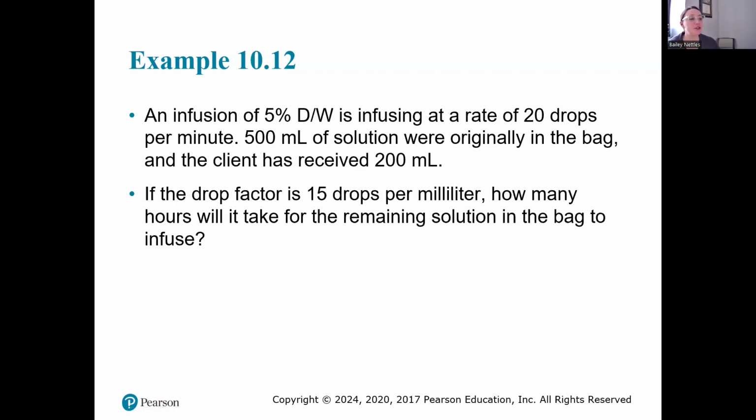All right, so an infusion of 5% dextrose in water is infusing at 20 drops per minute. 500 milliliters of the solution was originally in the bag, and the client has received 200 milliliters, okay? If the drop factor is 15 drops per milliliter, how many hours will it take for the remaining solution in the bag to infuse?